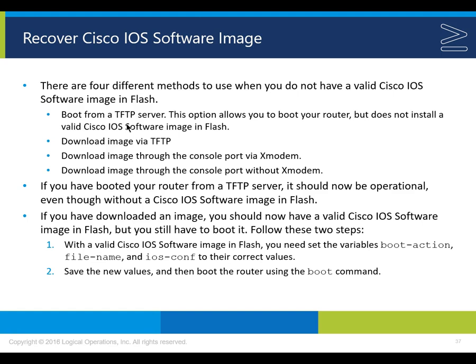Recover the iOS software image: boot from a TFTP server, download the image via TFTP. You've got to connect it up. You've got the basic configuration files, and we'll look at some of that when we do the password recovery here in just a second. You can put an IP address on it, and then you can copy the new image from the TFTP server to it. It says download the image via the console, via X modem, or without X modem, TFTP. The TFTP process should work to do that.